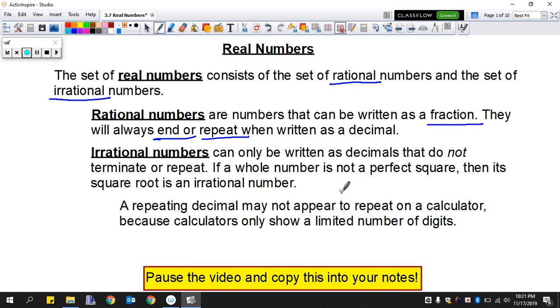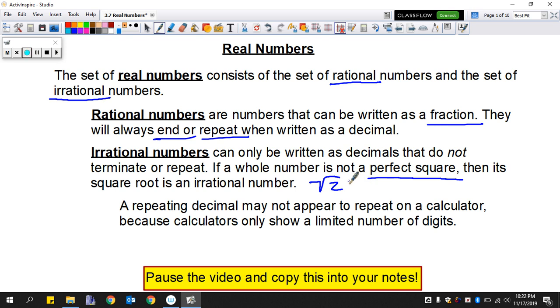So one of the biggest and most well-known examples of that is the number pi. Okay, pi is an irrational number. It never ends and it never repeats. But in general, if a whole number is not a perfect square, then its square root is an irrational number. So if you're talking about the square root of 2, the square root of 2 is an irrational number.